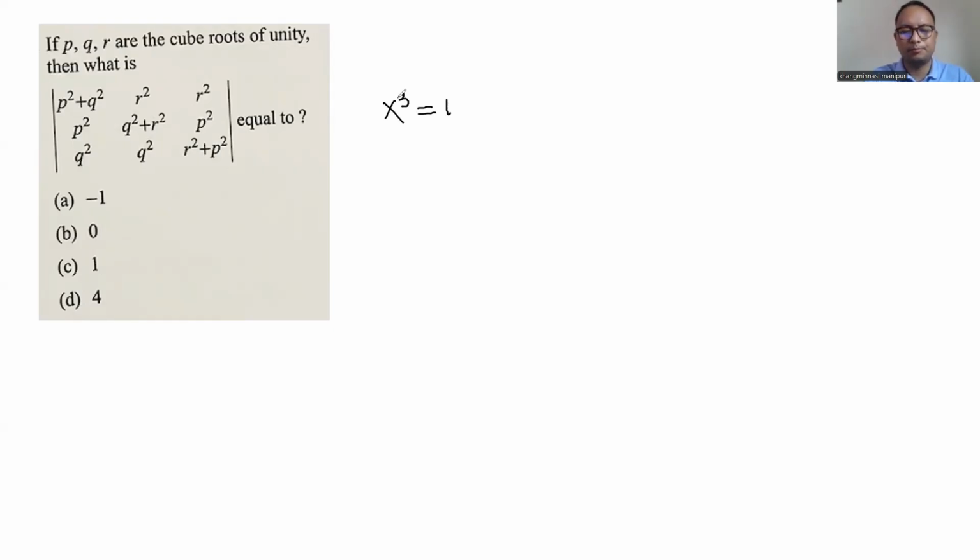Solve x cube equal to 1. The roots are 1, omega and omega square. So p, q, r are 1, omega and omega square. We take 1 as p, omega as q and omega square as r. One more property we will apply: 1 plus omega plus omega square is 0.